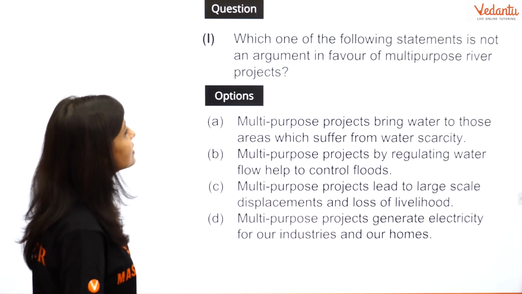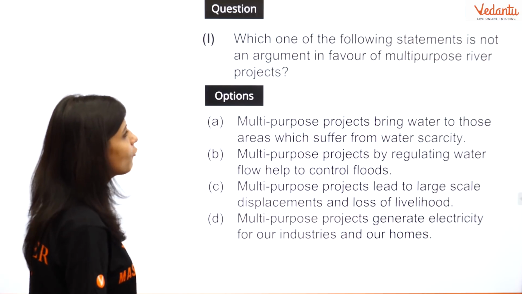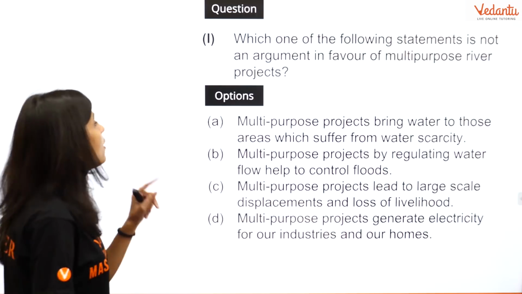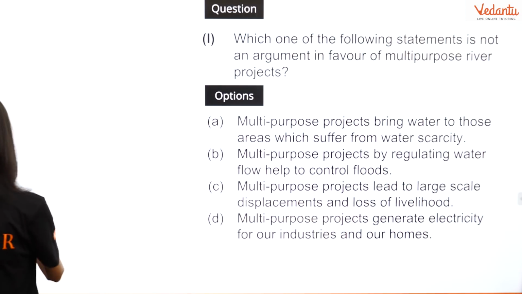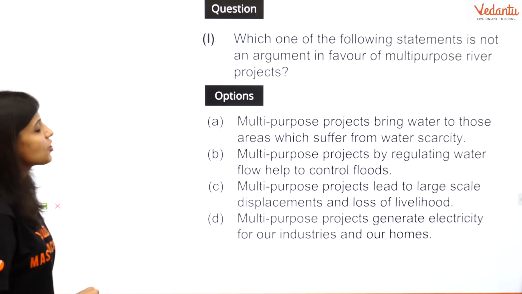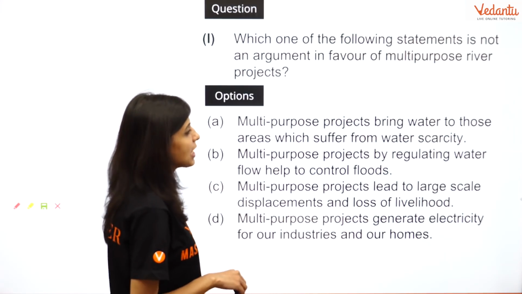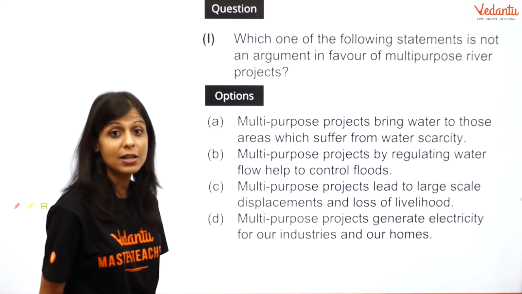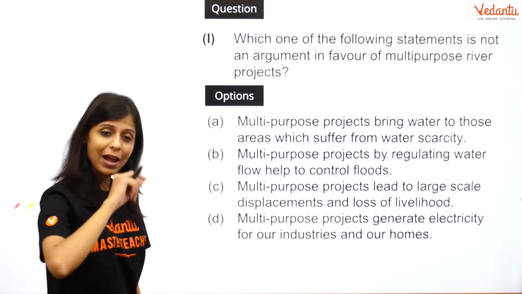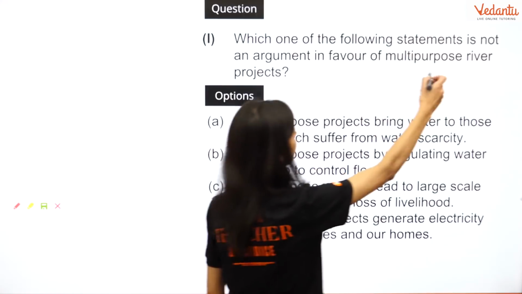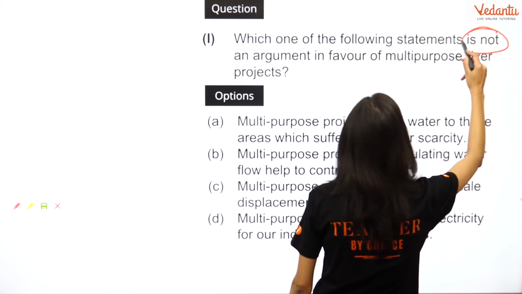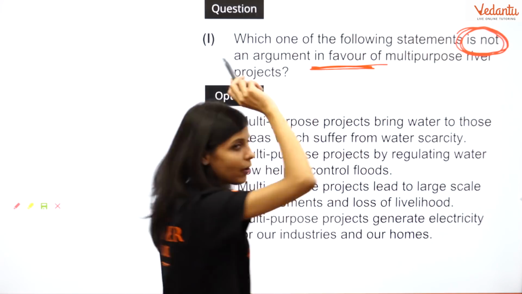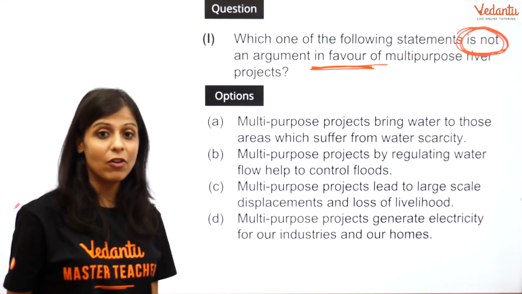Which of the following statements is not an argument in favor of multi-purpose river projects? So you have 4 statements. Let's go step by step. The very first statement is multi-purpose projects bring water to those areas which suffer from water scarcity. Before I answer this question, I have to make a note that it is asking which is not an argument in favor of.